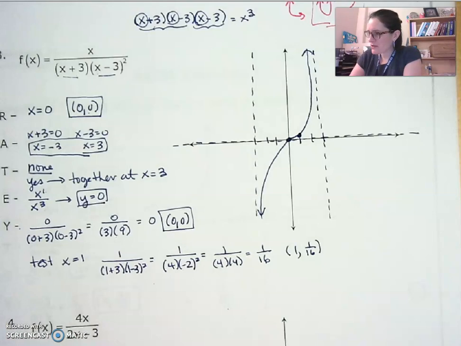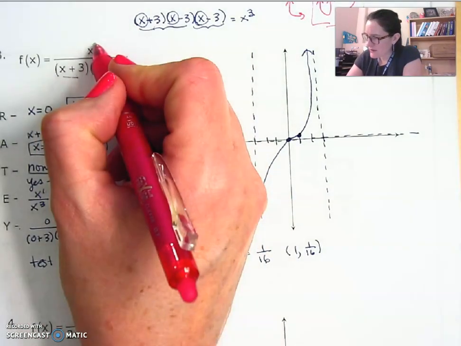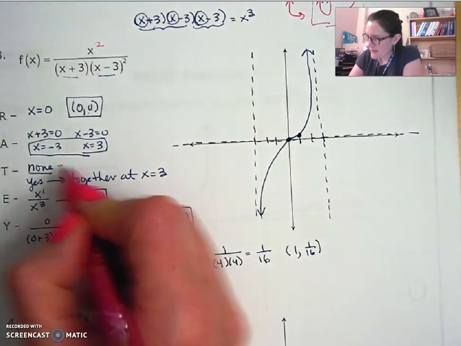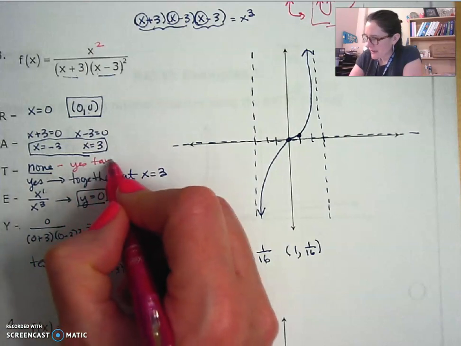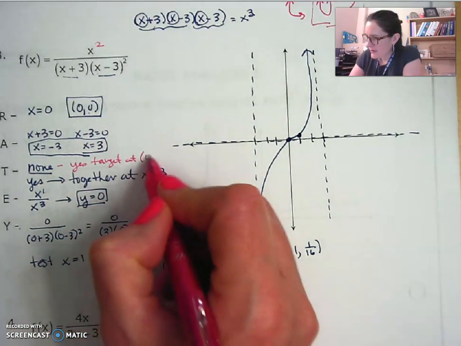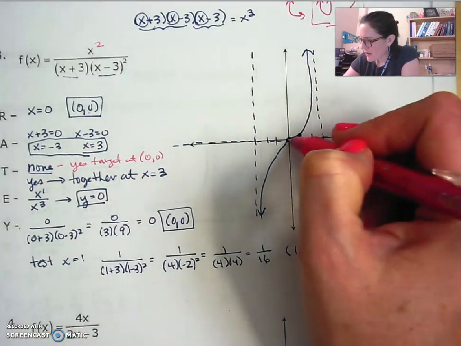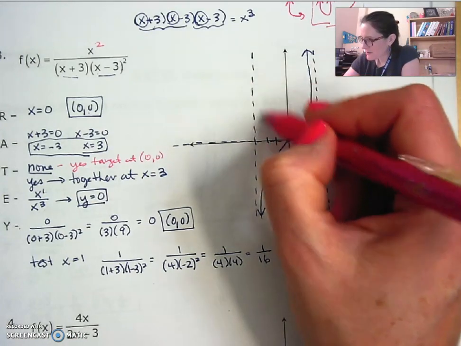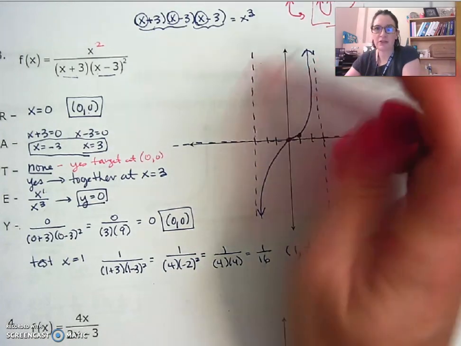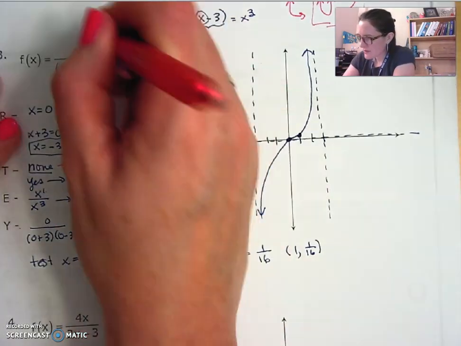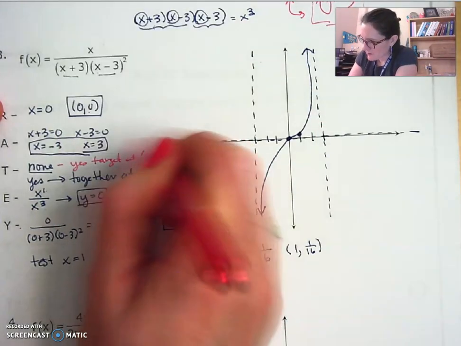If this had been squared, then I would say yes, tangent at that point 0, 0, and then this shape would have bounced here and gone. It would be tangent and would have made a U shape, okay? So that would have been the difference with a squared term.